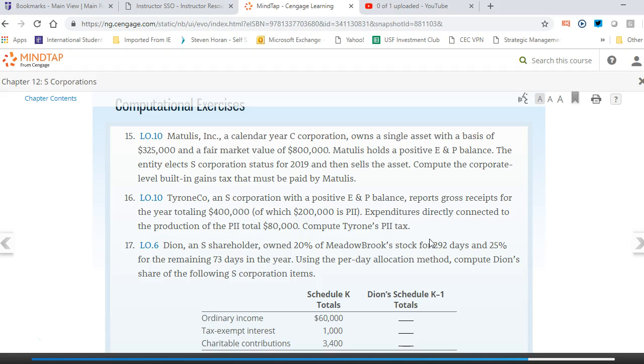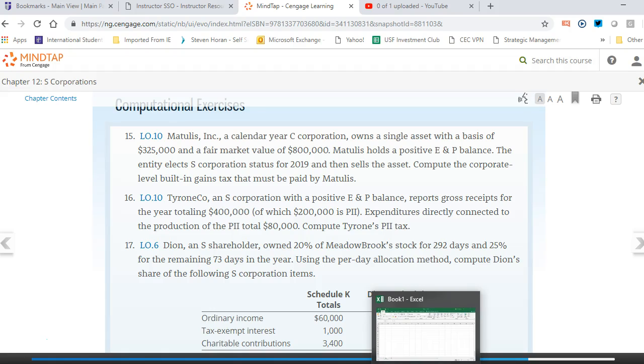The first one, Metulus Inc., a calendar year C Corp, owns a single asset with a basis of 325 and a fair market value of 800. They have a positive E&P balance. The entity elects S Corp status for 19 and then sells the asset. Compute the corporate level built-in gains tax that must be paid by Metulus. So they convert to S Corp, sell the asset. So you can see right here the numbers: fair market value 800, the basis of 325.